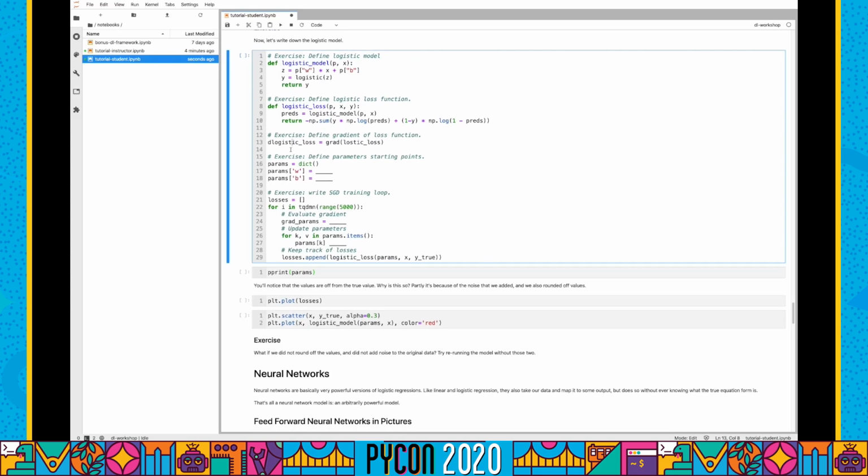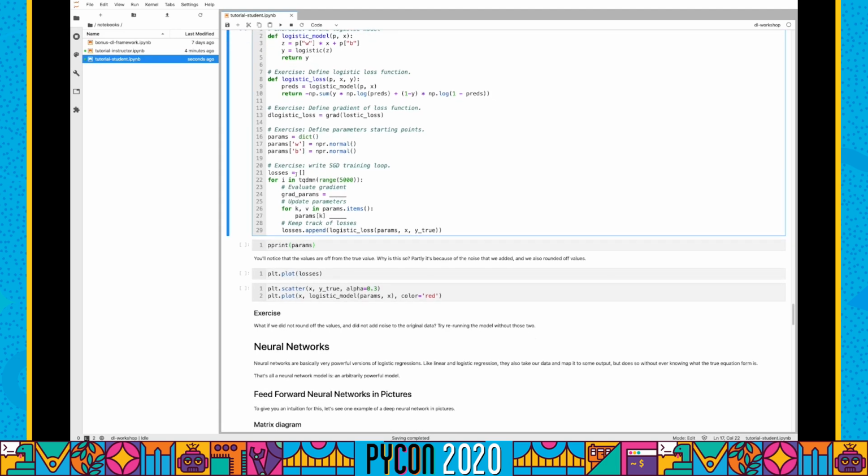Now, we also need to define starting points for our parameters. So we'll use the usual numpy random, and we'll put normal starting parameters inside there, normally distributed draws. And finally, we write the training loop. So as usual, we evaluate the gradient at the value of the params. And we start updating the parameters.